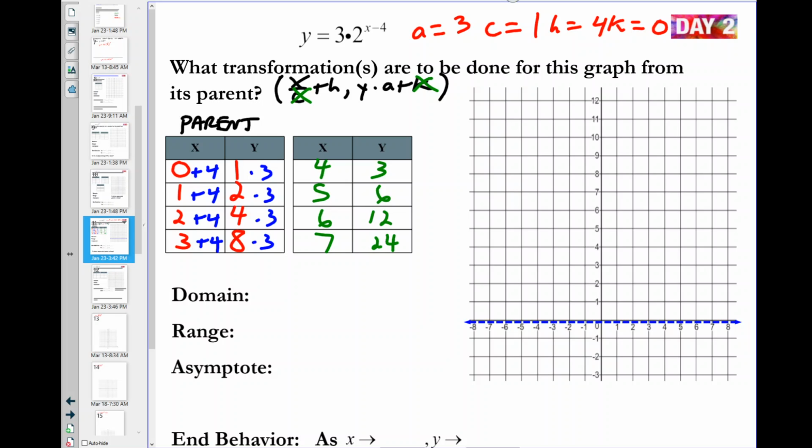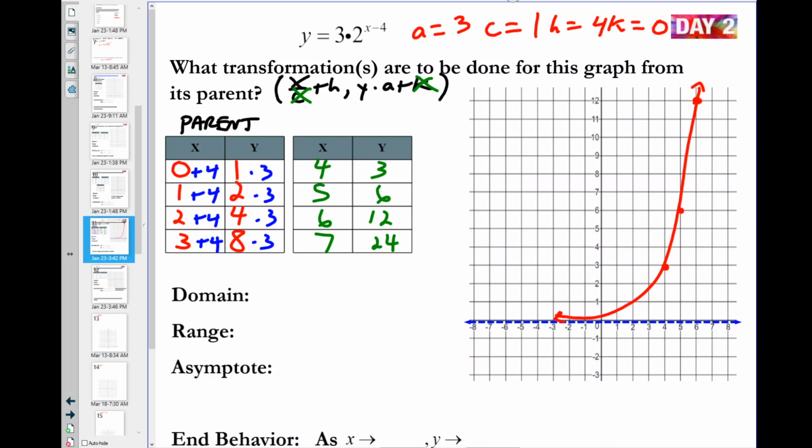So let's put a point at 4, 3. Let's put a point at 5, 6. Yeah, because it's stretched. 5, 6. And 6, 12. So I'll hug the horizontal asymptote, and it will look something like that.